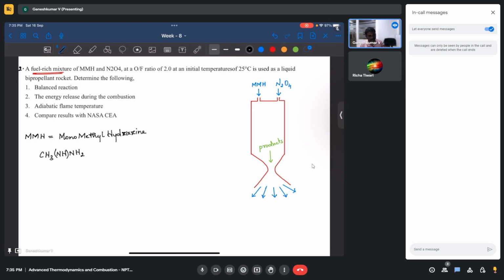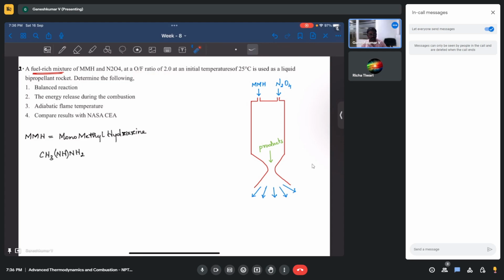N2O4 is the oxidizer here, and they are considering a fuel rich mixture of MMH and N2O4 at an oxidizer fuel ratio of 2.0. Here we say oxidizer fuel ratio because air is not our oxidizer here. We have N2O4 as the oxidizer. So air fuel ratio and oxidizer fuel ratio are the same, only instead of air we use some other oxidizer.